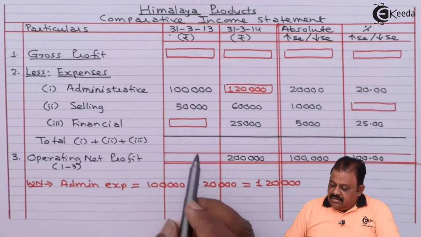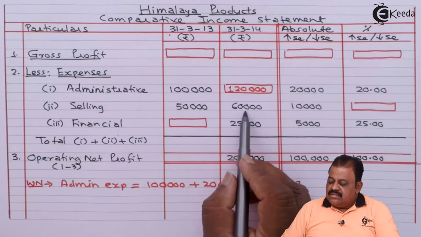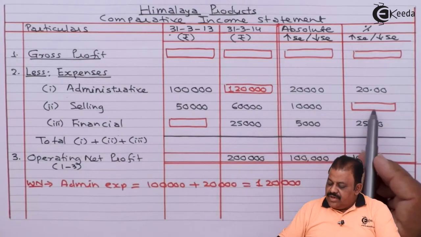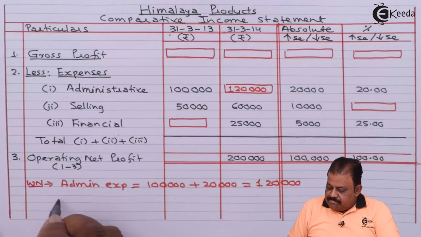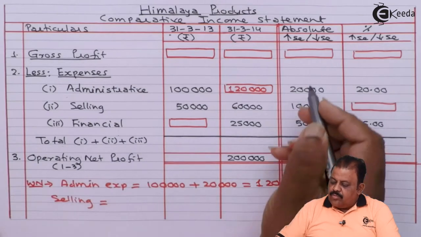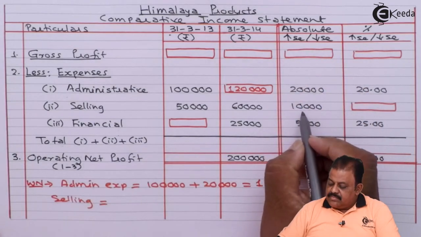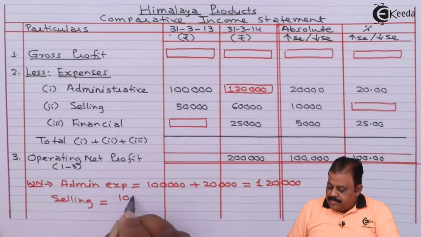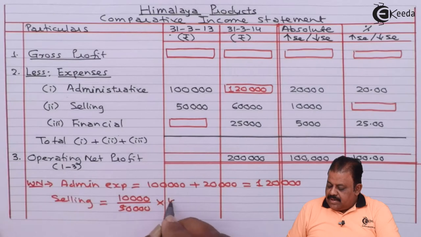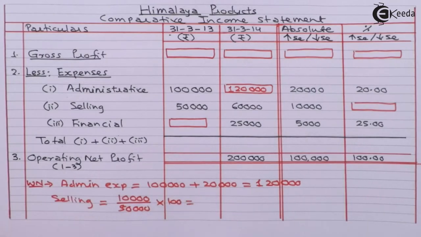Next we can see selling: 50,000, 60,000. There is an increase of 10,000. Now we are required to calculate the trend amount, the percentage amount. Formula is amount in third column, that is 10,000, divided by amount in first column, 50,000, multiplied by 100. It is 20%.